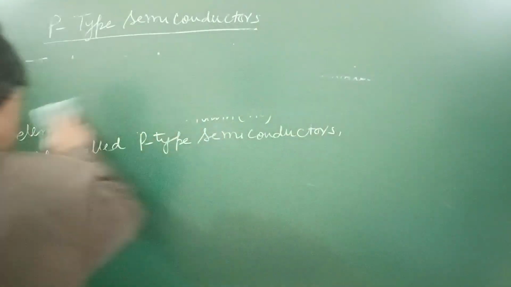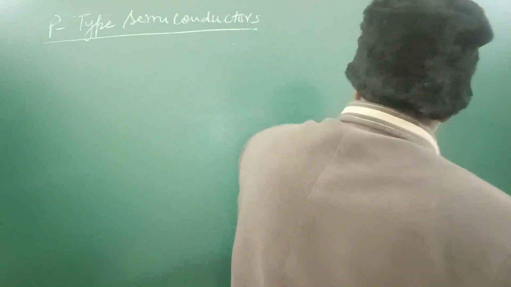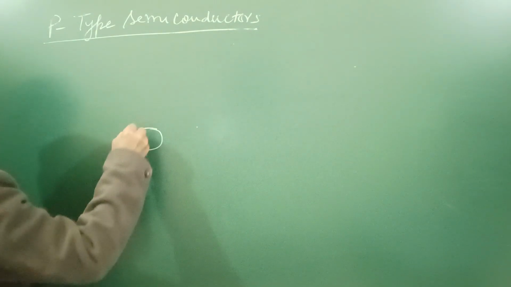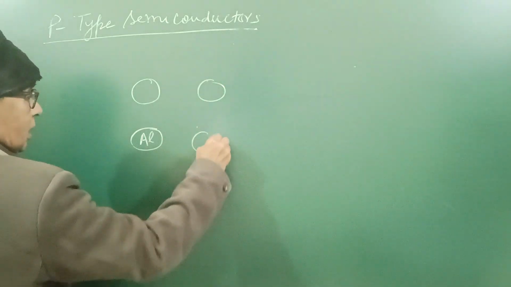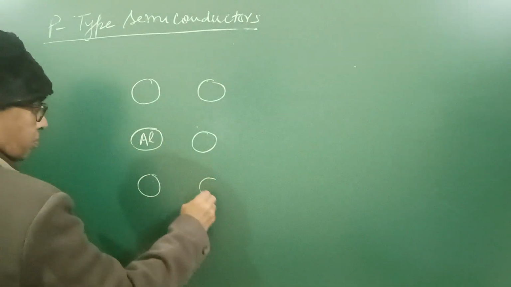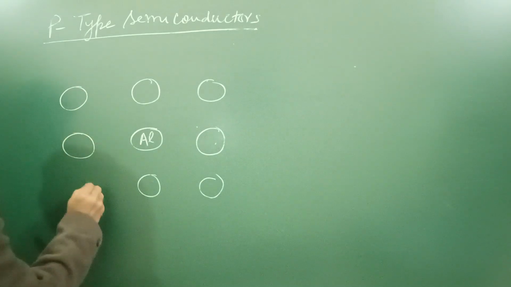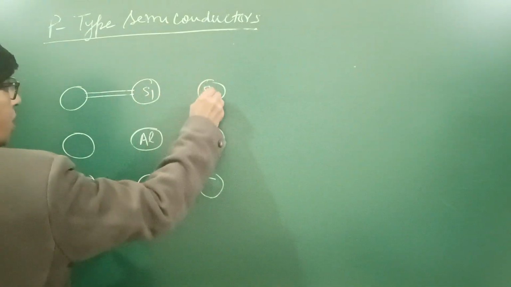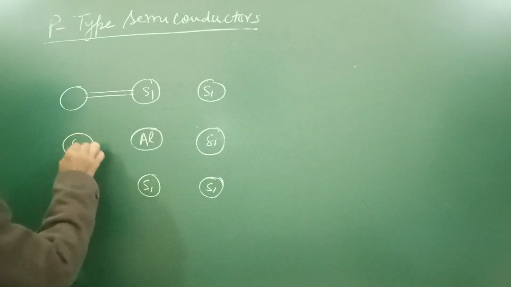Then how is their conductivity different from a pure semiconductor? I will take again here the covalent bonding as well as the energy band diagram, just to explain the conductivity. Suppose this is an aluminum atom, and these are silicon atoms. Silicon atoms have 4 valence electrons. Aluminum has 3 valence electrons.